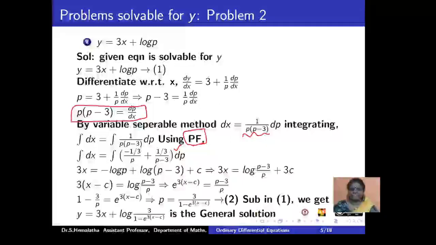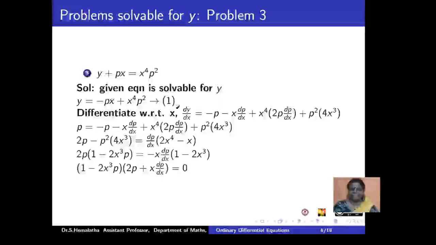And do remember one thing: in this, we are not getting any separate p factor values, which implies that we are not having any singular solutions. So this discussion gives you only the general solution.